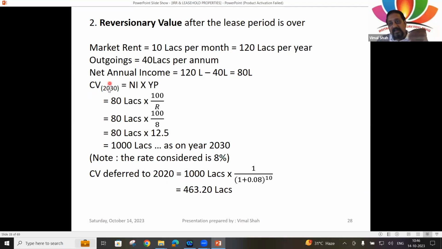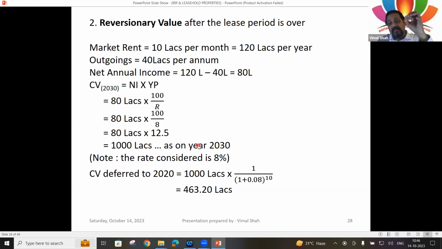So this CV, we will get it in 2030. That will be NI into YP. NI is 80 lakhs. Now I assume that he can give it in perpetuity. So it will be 100 by R. Here now I am taking R as 8% because now it is not secured ground rent. It is normal market rent. So I am taking the normal remunerative rate of interest. So he will be getting a CV value of 10 crore rupees in 2030.